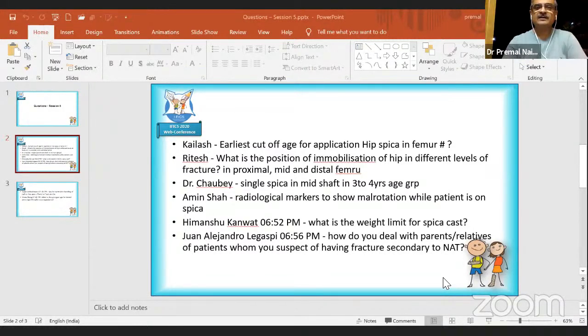There was a very nice question that we were taught, that there is a different level of rotation and flexion you keep for different levels, like upper third, middle third, lower third, as far as the hip spica application is concerned. So what are your rules? How much do you flex and rotate for each level of the femoral shaft fracture in spica treatment?